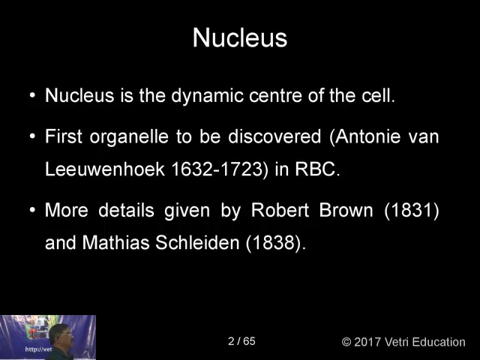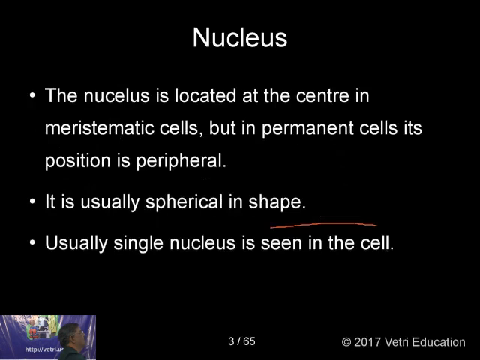It is the first organelle to be discovered, by Anton von Leeuwenhoek in RBC. Most details were given by Robert Brown in 1831, and Matthias Schleiden also gave more details regarding the nucleus. The nucleus is located at the center in meristematic cells, but peripherally in permanent cells. Look here, in a meristematic cell there is a prominent nucleus and dense cytoplasm, so the nucleus is at the center. When the cell becomes older, a large central vacuole forms and pushes the nucleus aside.